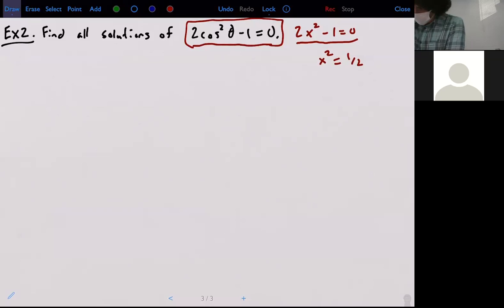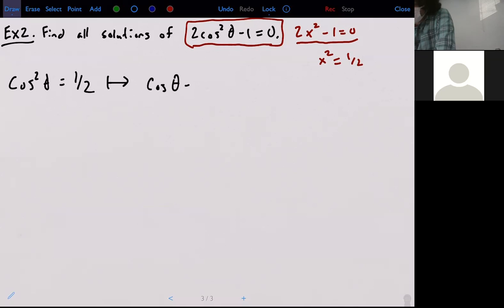So solving for our cosine squared theta, we'll get cosine squared theta is equal to 1 divided by 2. Taking the square root of both sides, we get cosine theta is going to be equal to plus or minus the square root of 1 divided by 2.